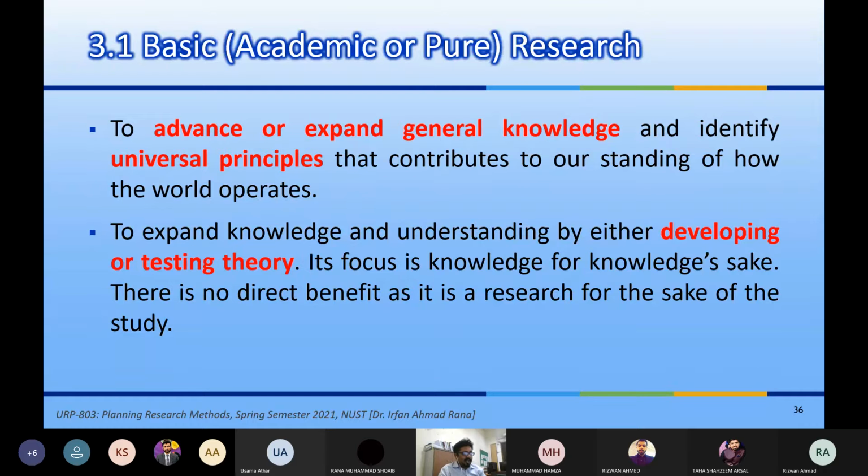And sometimes you need to develop a new theory. So, is it developing a new theory or generalizing? Is it induction or deduction? We have talked about inductive and deductive approaches to research. So generalizing it, is it inductive or deductive?